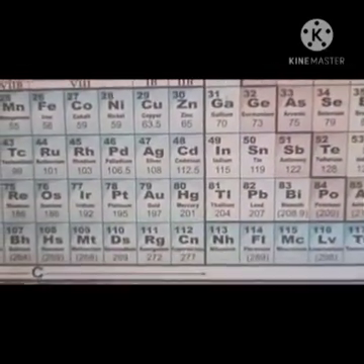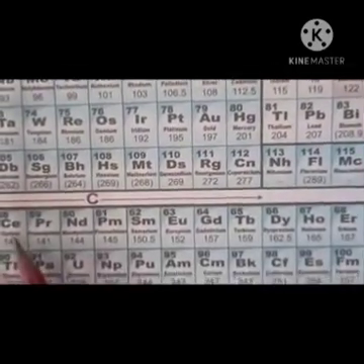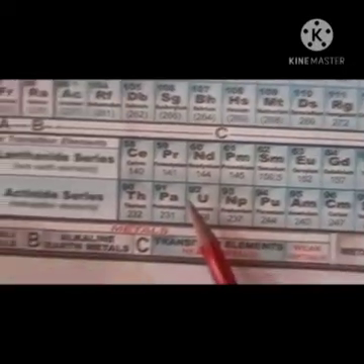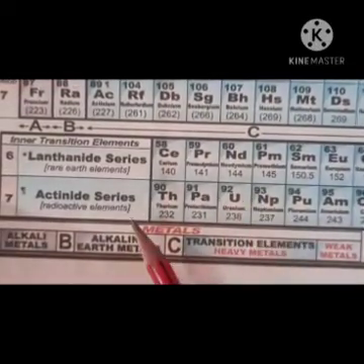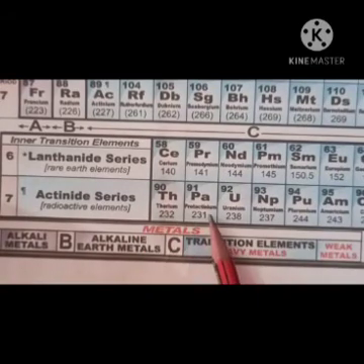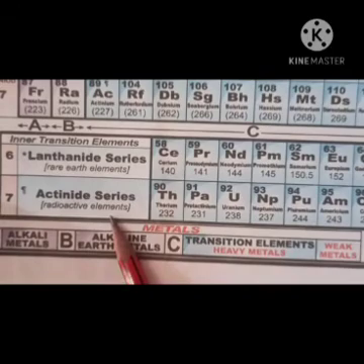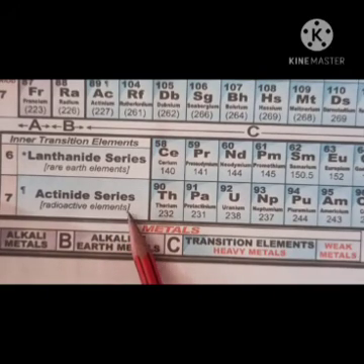Then what is the position of the lanthanide series? It comes in the 6th period. The lanthanide series comes in the 6th period, and the actinide series comes in the 7th period. And sometimes a question may ask, what is the position of radioactive elements in the periodic table? That is the 7th period.